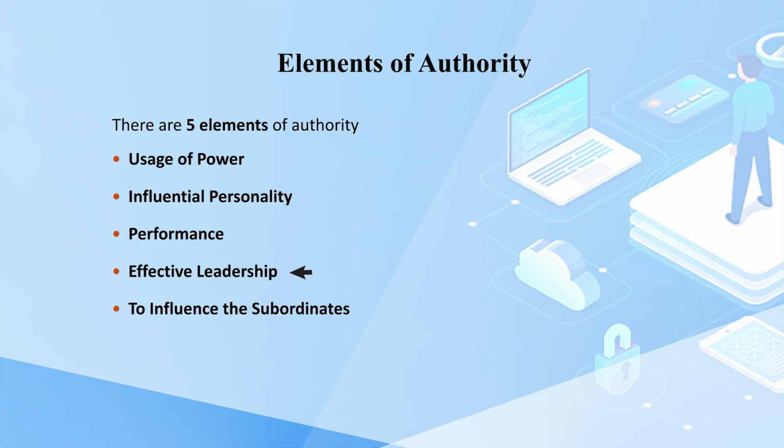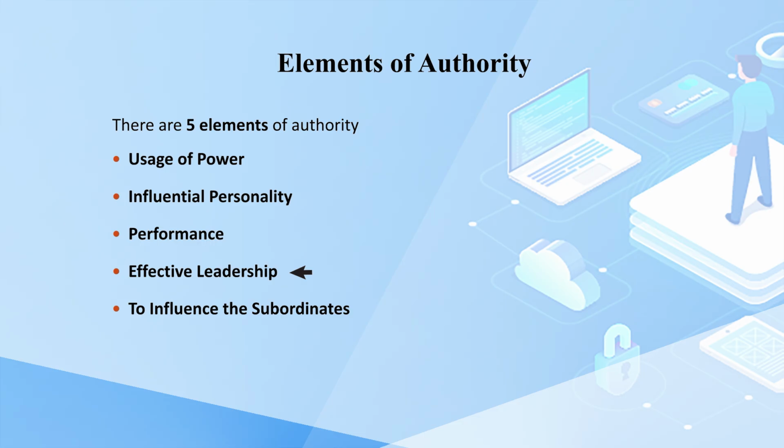Then comes effective leadership. Effective leadership is the most important part for any objective to be attained, because if we do not have effective leadership, we will not be able to achieve the goals. Effective leadership is from top to bottom. If the top person has effective leadership, then automatically things fall in line. And if there is any weakness at the top, then it falls down.